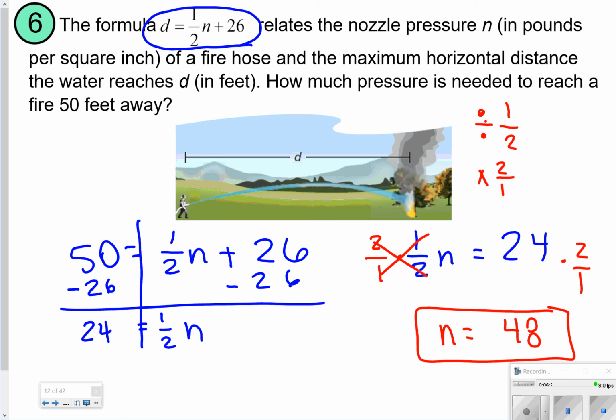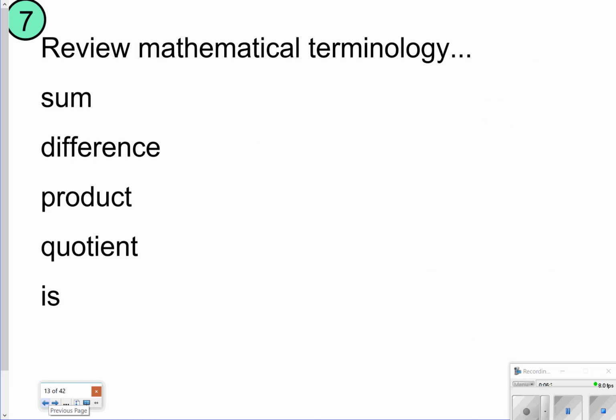Okay, yay. The last one, we just want to make sure that you're good with mathematical terminology. Let's see if you can pause the video now and see if you remember what these words mean. Once you're done, click play to see what they actually are standing for. All right, sum you should have is addition, difference is subtraction, product means multiplication, and quotient means division.